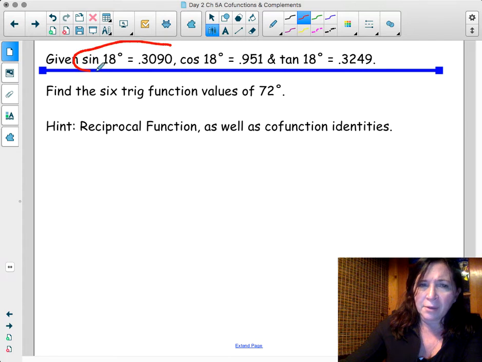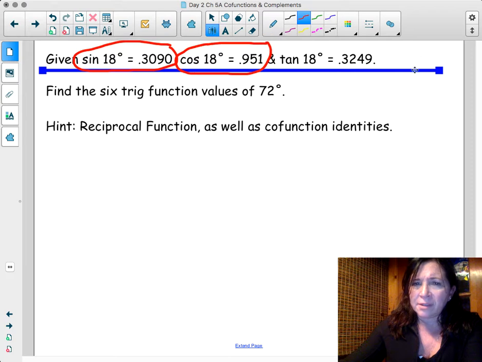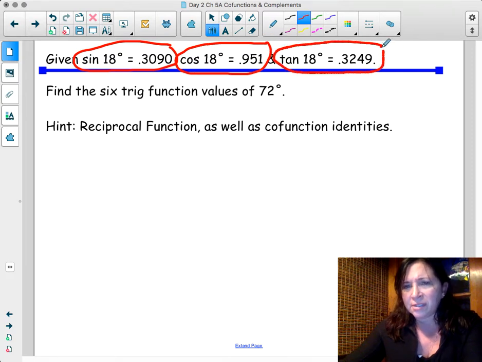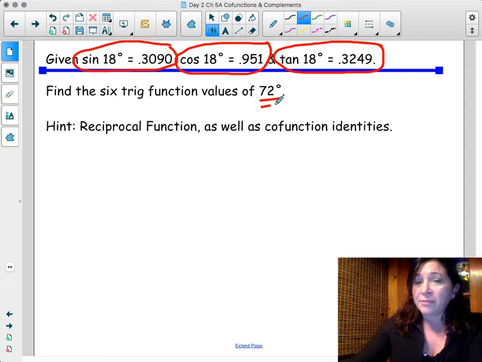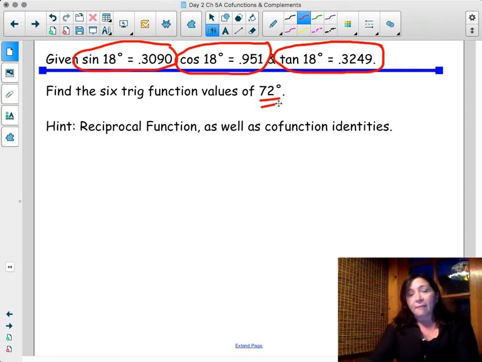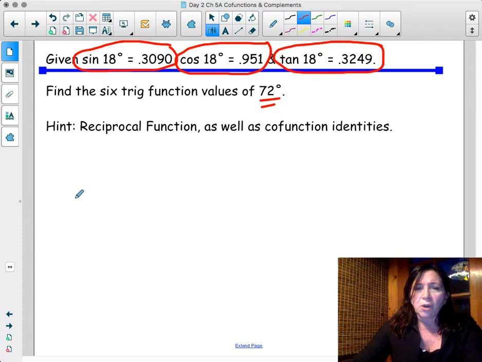So given these values, so a new example, given that sine of 18 degrees is this, you have this first value. You also know that cosine of 18 is equal to this value, and tangent of 18 is equal to this value. And your job is to find the 6 trig functions of 72 degrees, none of which I have, I just have 18. So a little hint, use your reciprocal functions and your cofunction identities.